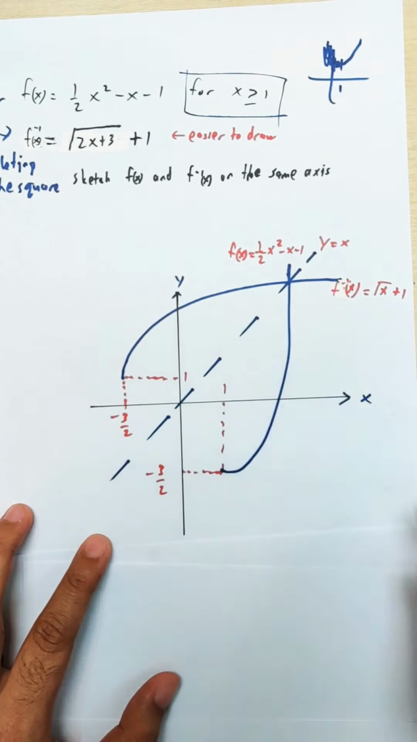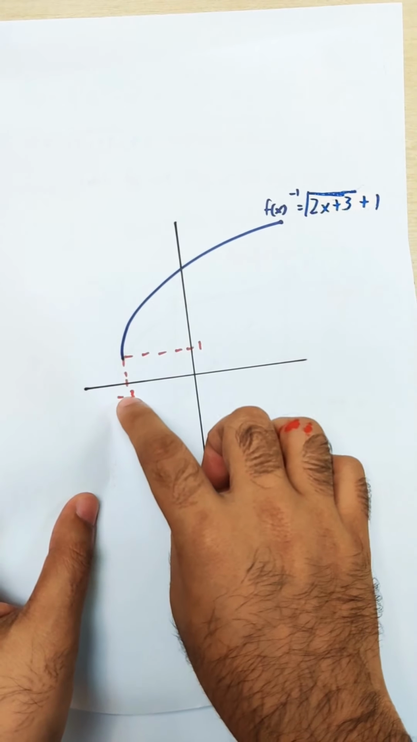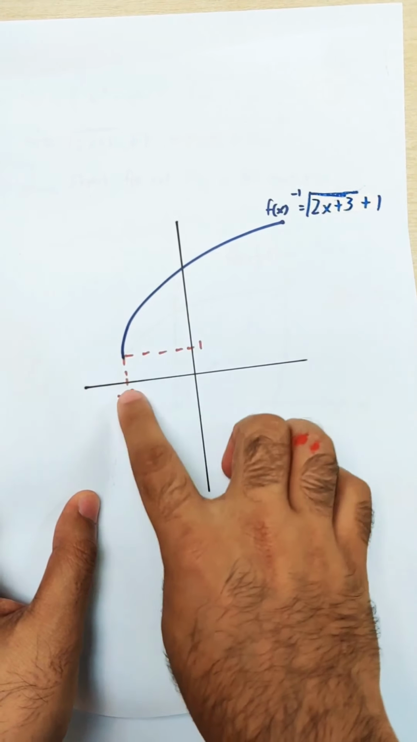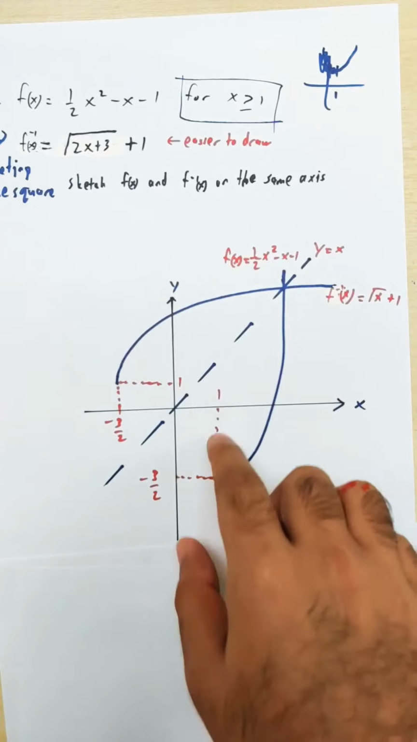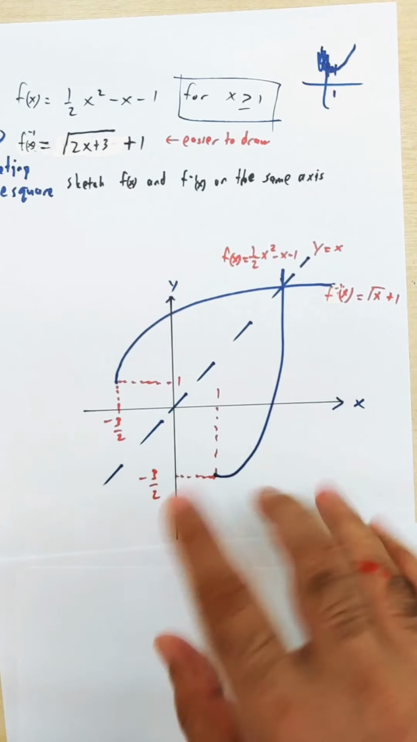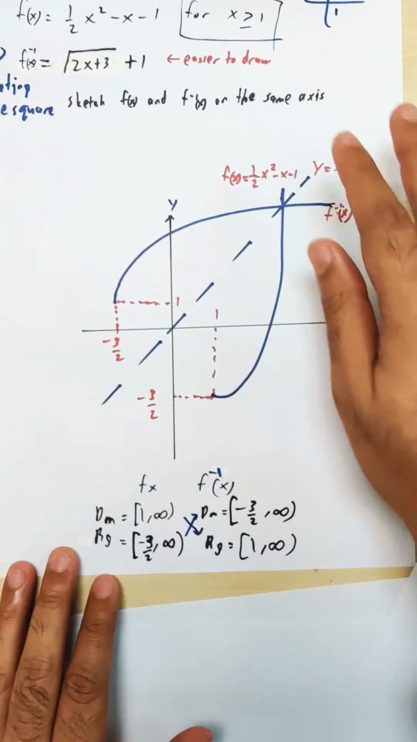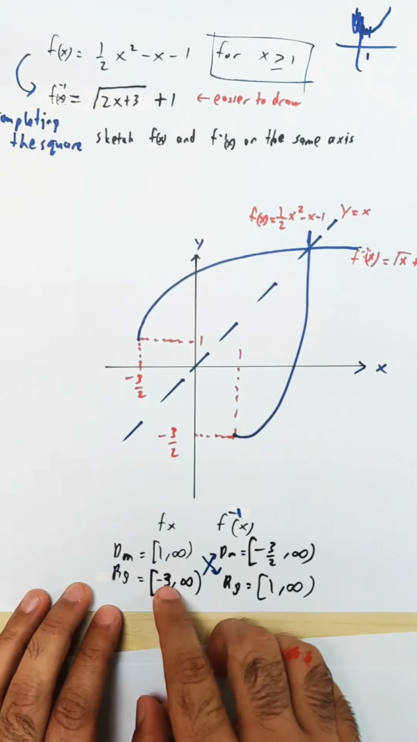Okay, and you can see as well that this one, 1 and negative 3 over 2, this one is at y, this one is at x. They switch places. The 1 goes to x, the x goes to y. So they just flip the characteristics. The same goes for the domain and range. I've mentioned it just now multiple times.